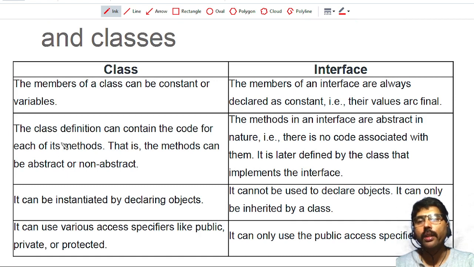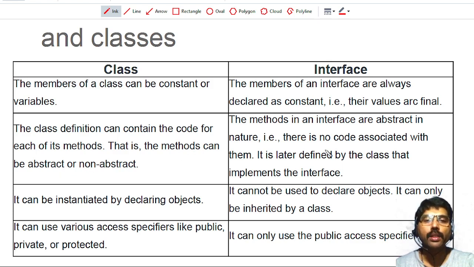In a class, the definition can contain the code for each of its methods. That is, the methods can be abstract or non-abstract. In a class, if you write any method, we are defining the code for the method, or sometimes we are not defining the code for the method. That is called abstract and non-abstract.